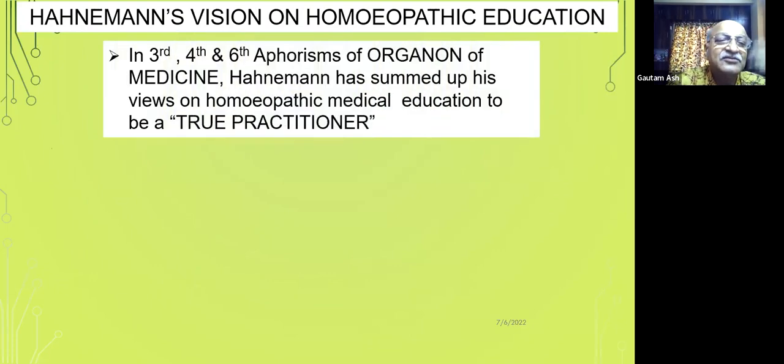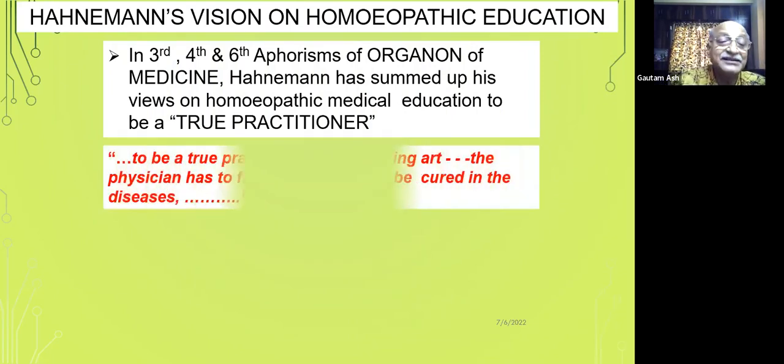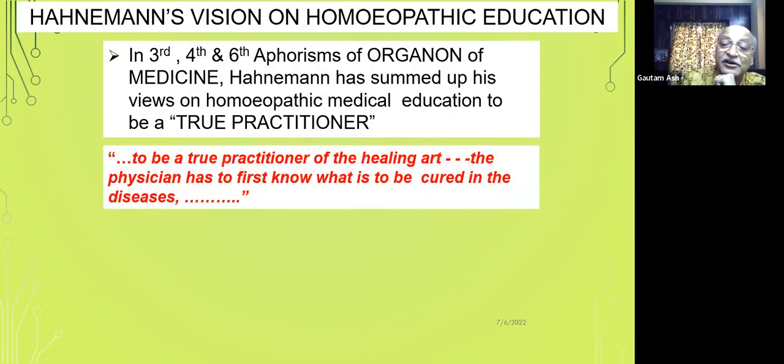Hahnemann's vision on homeopathic education. What Hahnemann says in the 3rd, 4th, and 6th aphorisms of the Organon of Medicine, he has summed up his views on homeopathic medical education to be a true practitioner. What he has mentioned there: to be a true practitioner of the healing art, the physician has to first know what is to be cured in the disease.